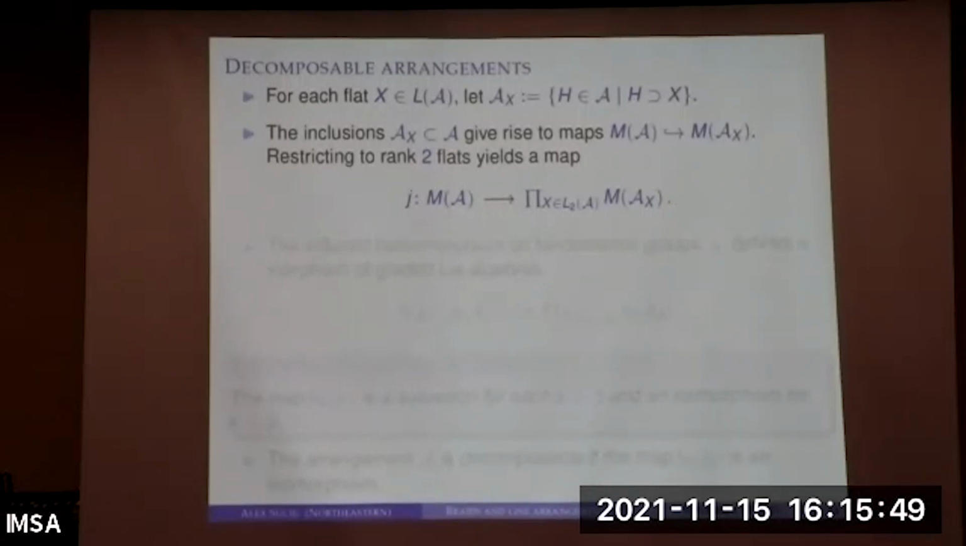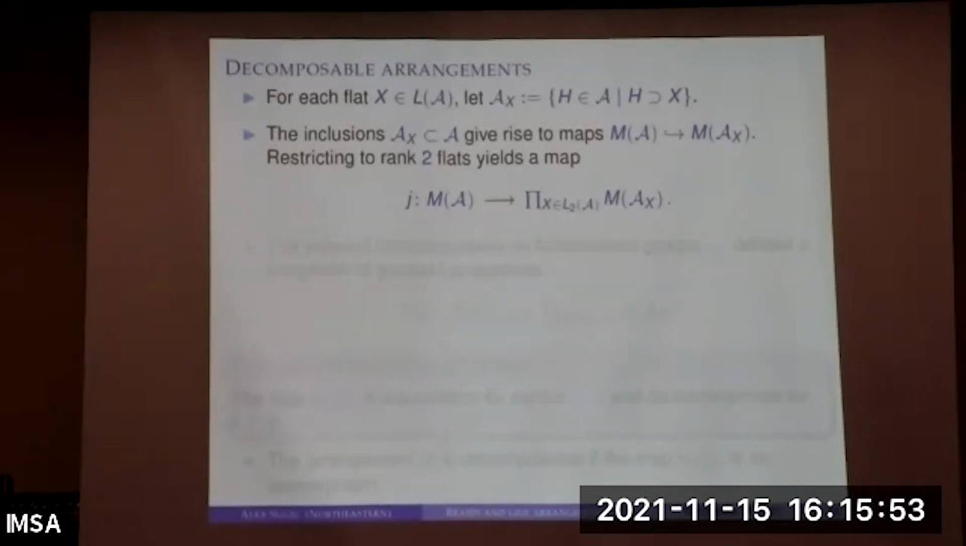Let me first tell you the definition, then I'll do some discussion. For each flag, we look at the hyperplanes that contain the flag, also called the localization of the arrangement. So if you have a multiple point, you look at all the lines that go through that point. That's a sub-arrangement. So you have this inclusion, which gives rise to the other way around between complements.